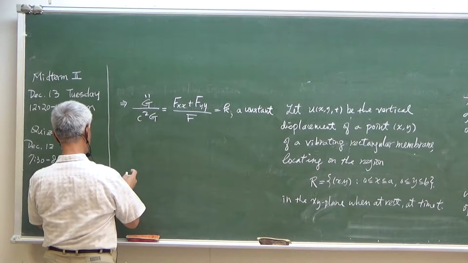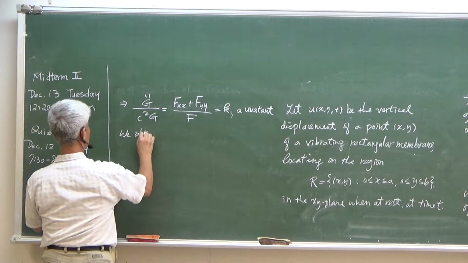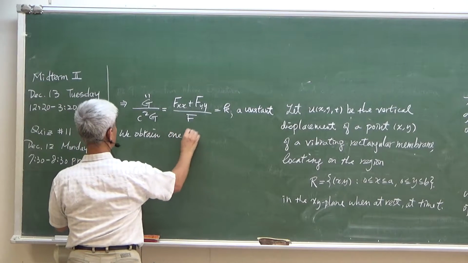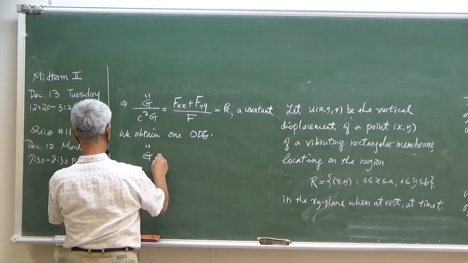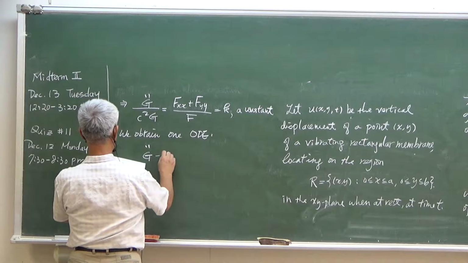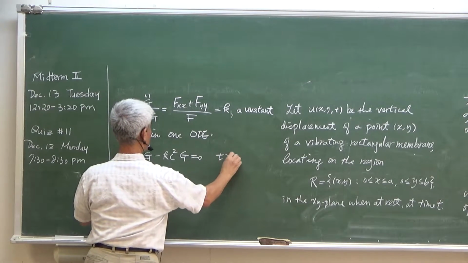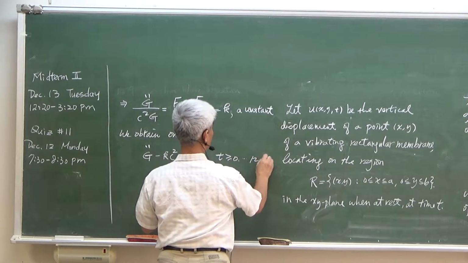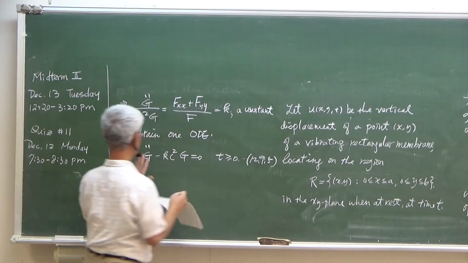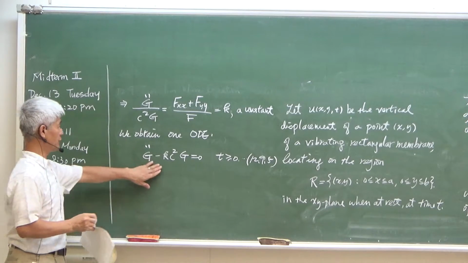All right, and so we obtain one ODE. It's g double dot minus k c squared g equal to 0, for t greater than 0. Okay, so this is 12.9.5. Right, so for g we have an ODE which is second order with constant coefficients.